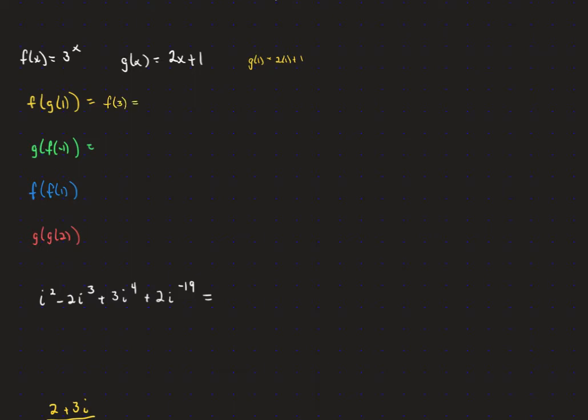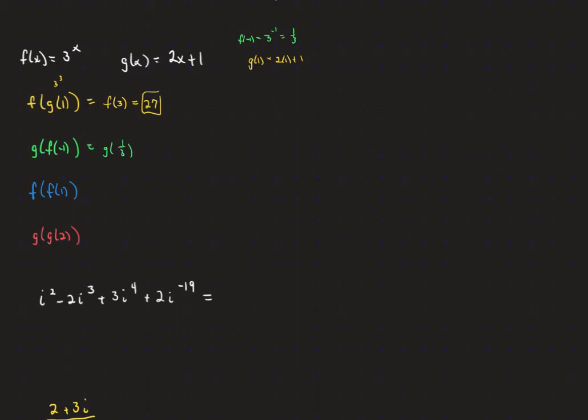And f of 3 is going to be 3 to the third, and that's going to be 27. For g of f of negative 1, we need to know what is f of negative 1. Let's see, f of negative 1 is going to be 3 to the negative 1. That's going to be 1/3.